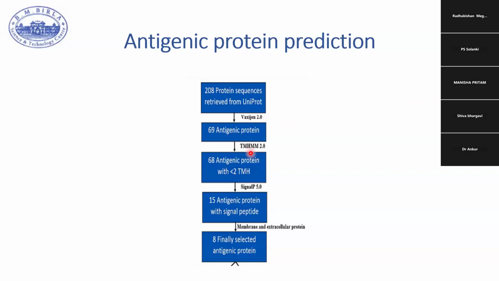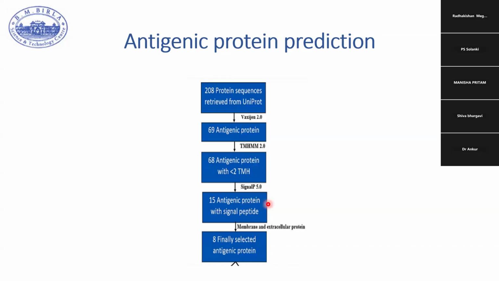After that, when you use the TMHMM tool for transmembrane helix prediction, we use this tool just to minimize the number of transmembrane helix containing proteins. What happens if a protein has lots of transmembrane helices? It will not be exposed on the surface and it will not be available for our immune system to recognize. So it could be a difficult part for epitope prediction and for our immune system also. So during vaccine development, we always prefer those antigens that have at least 0 or 1 transmembrane helix.